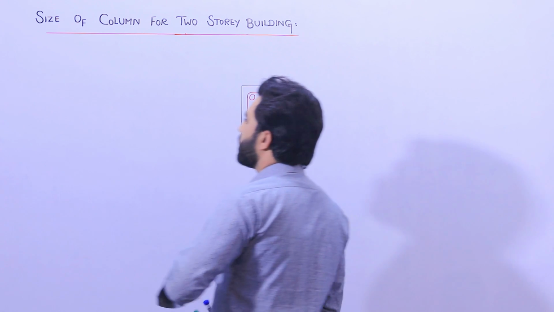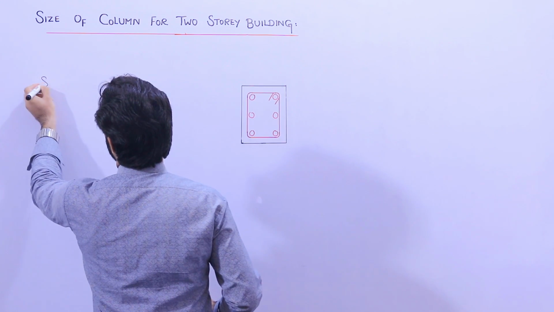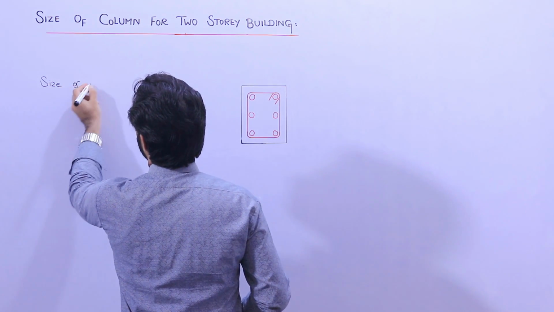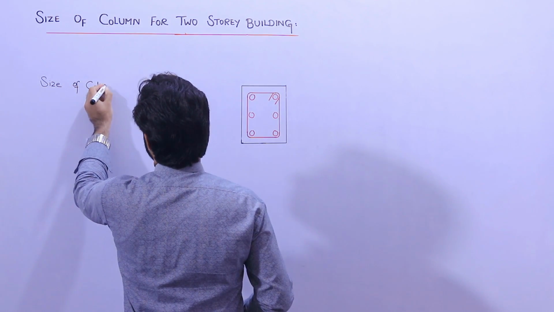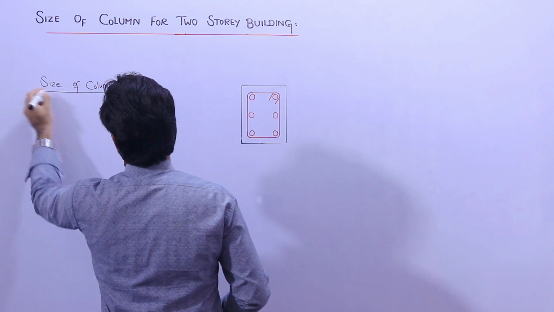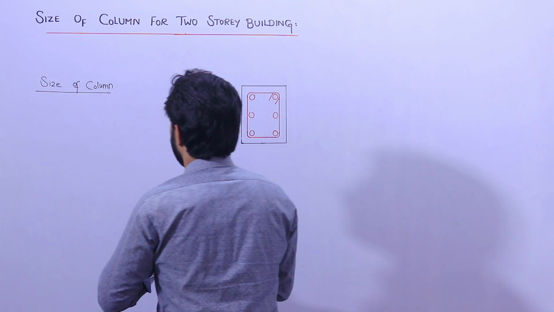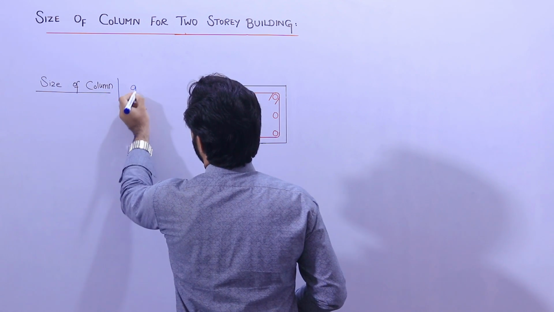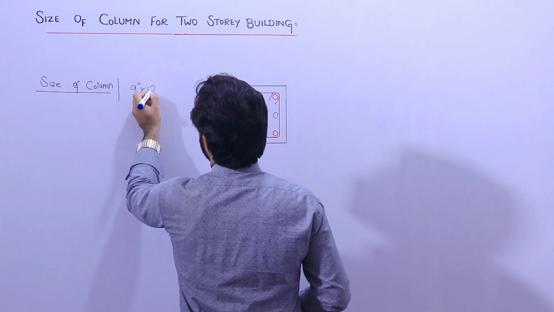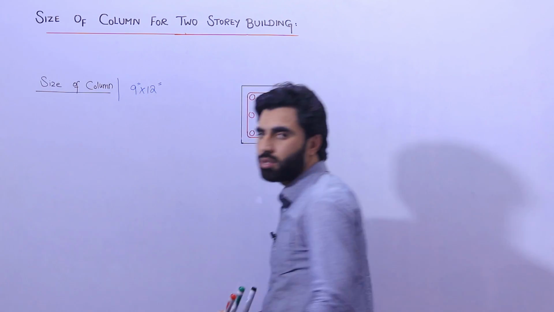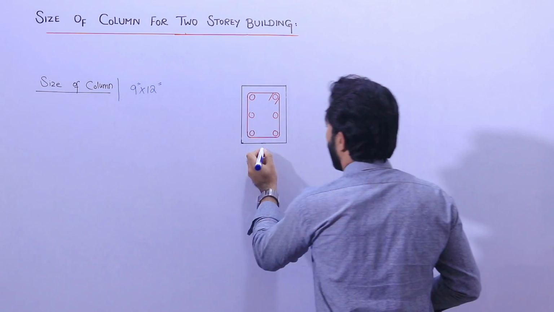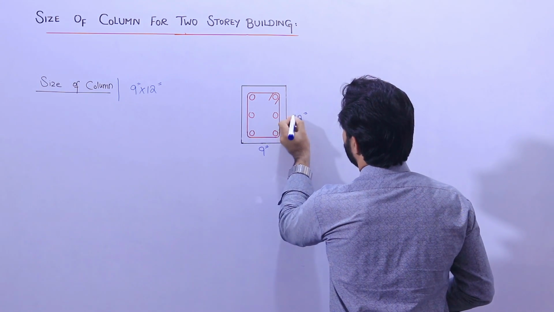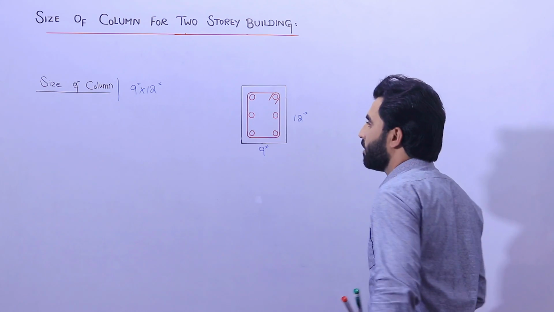First of all, size of column for a two-story residential building. The size of column for a two-story residential building should not be less than, you can say this is the normal size, 9 inches by 12 inches for two-story, G plus 1 story. 9 by 12 inches. It should not be less than this, okay?